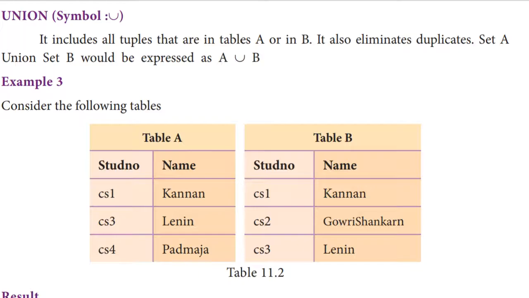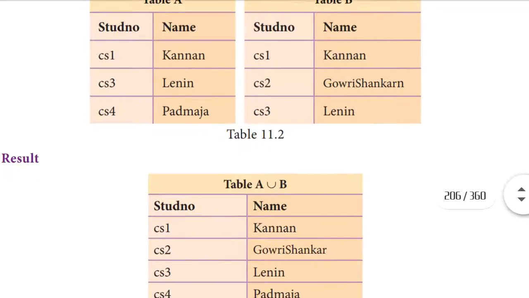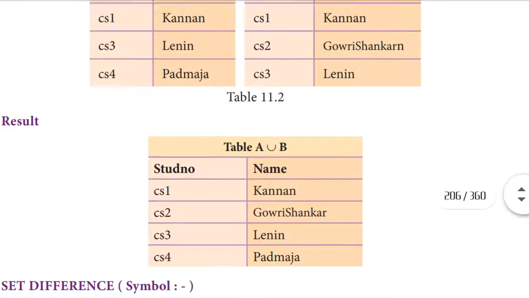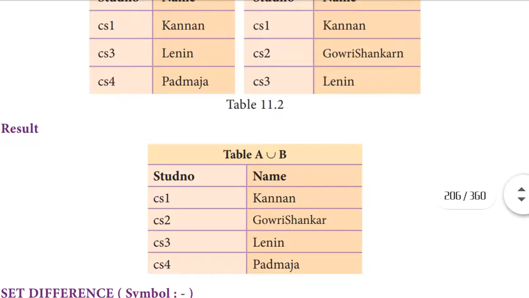The union symbol looks like a U. It includes all tuples that are in table A or in B. It also eliminates duplicates. Set A union set B would be expressed as A union B. So when we are doing the union set operation, if we have any duplicate data, suppose one data is repeated again, it will eliminate that. If we see the result, you just see here table A and table B are combined. So this is the result of the union operation.